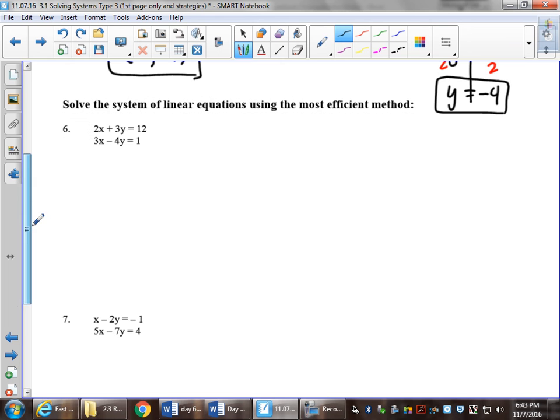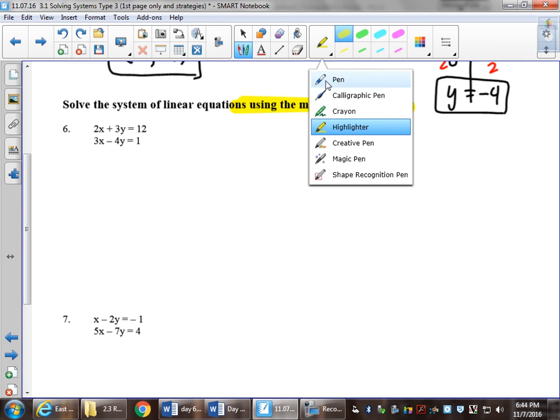Now with 6 and 7, notice the directions have changed. It specifically says use the most efficient method. So now you get to decide. So thinking back to our last set of notes on how to decide what is the best method, if I see equations that are both in standard form, meaning ax plus by equals c, ax plus by equals c, I know for sure that we will be using elimination. So for number 6, let's ask ourselves, do we want x's to cancel or y's to cancel?